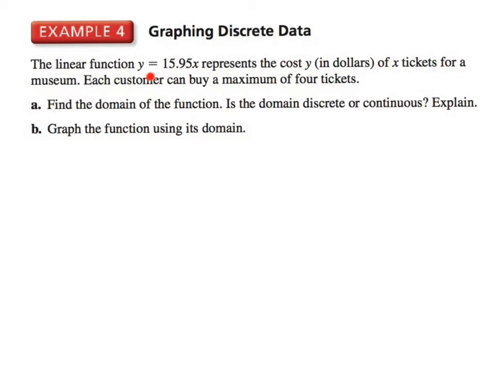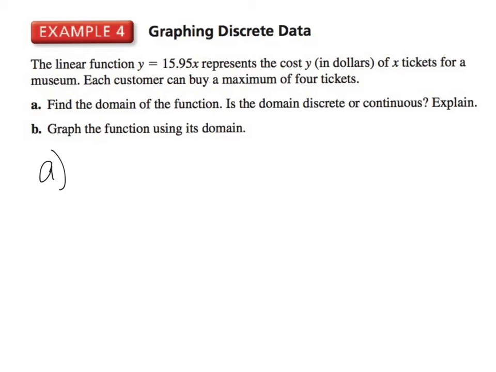The linear function y equals 15.95x represents the cost y in dollars of x tickets for a museum. Each customer can buy a maximum of 4 tickets. Now, this is really easy to graph. Now, the domain, A. This is where you just got to use your brain. You got to think about it. Your domain. How many tickets could you buy?